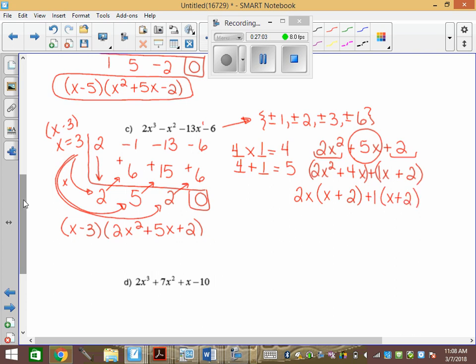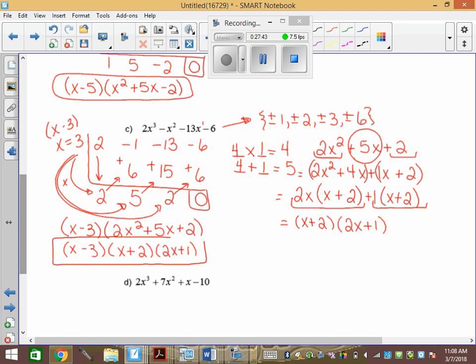Now, really, I only have 2 terms here. Why do I only have 2 terms? Because terms are attached by plus or minus signs. We agree? So this is one term, and this is another term. They're attached by a plus sign. What do they both share in common? So I take the x plus 2 out. And what's left over when I take that GCF out? 2x plus 1. And that's decomp. So we have x minus 3, x plus 2, 2x plus 1. Make sense?